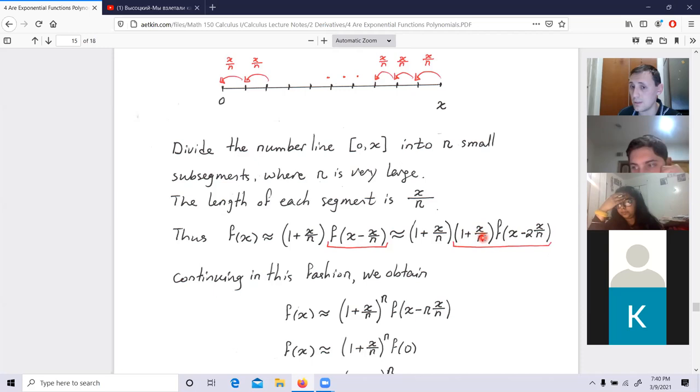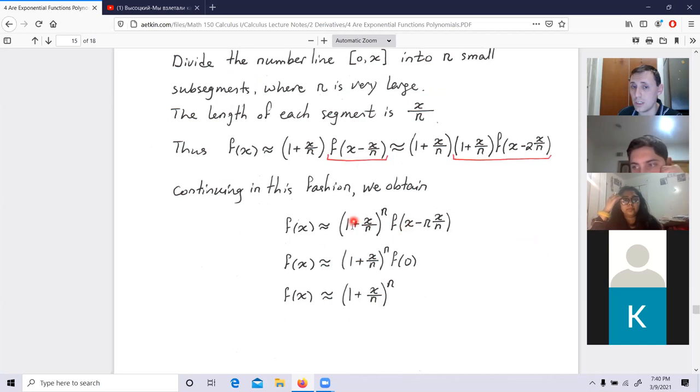And here I took two steps back. Once I take n steps back, you should see it's 1 plus x over n to the power of n. And finally, that would bring me to 0. So f of x is approximately 1 plus x over n to the power of n.